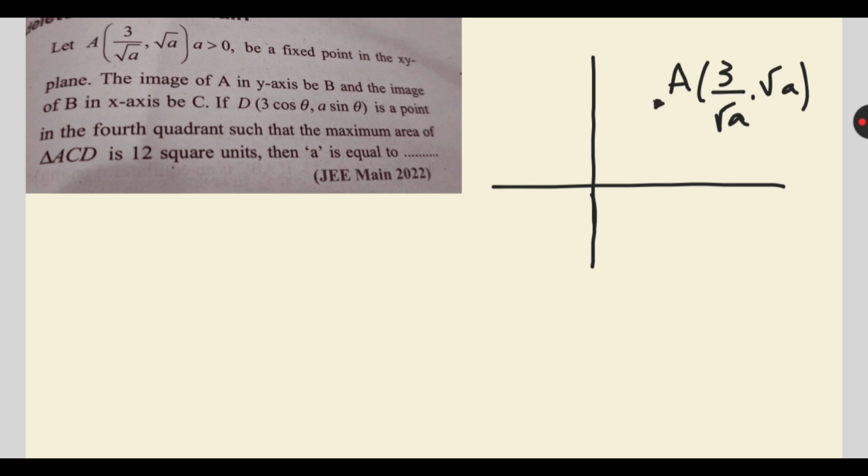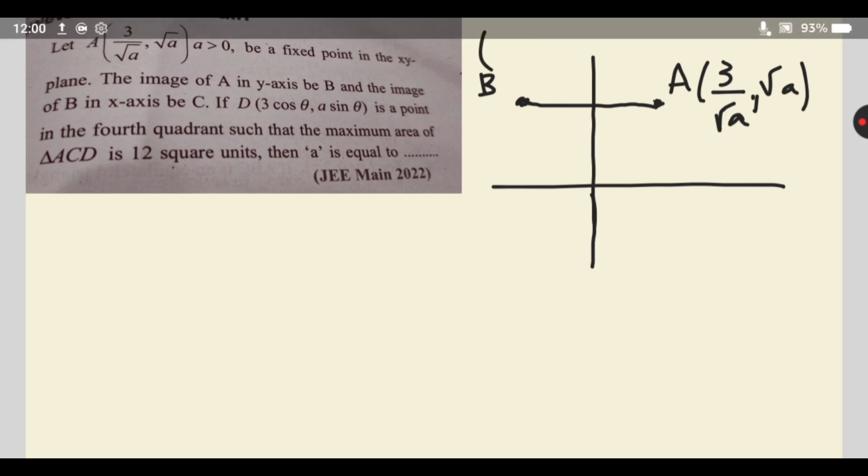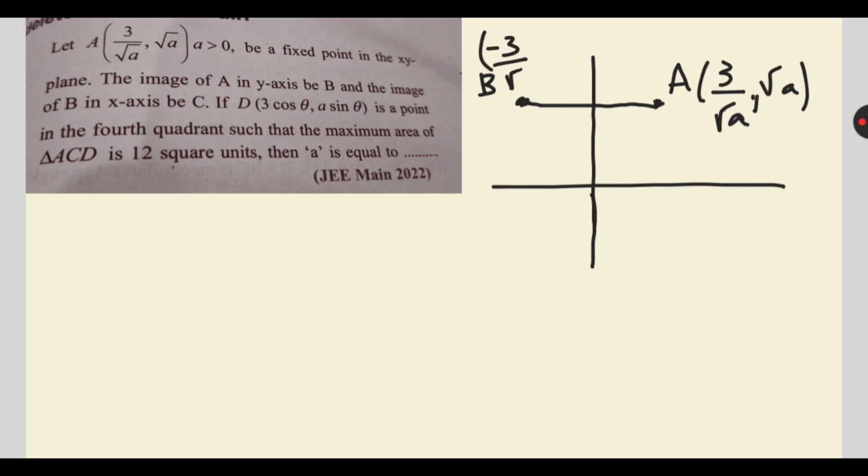Let's continue the question. The image of A in the y-axis. So the image should be here. Let that be capital B. If you take the image B, what could be the coordinates? The coordinates are minus 3 over root a comma root a. Now read the question. And the image of B in the x-axis is C. So that means the image of B. So if you take the image, this is the image.